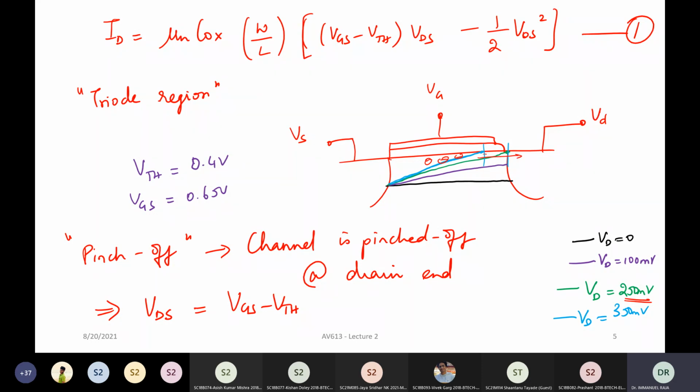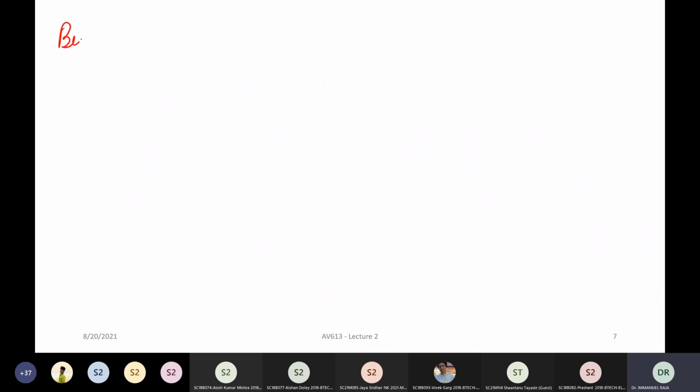So those of you who go deeper into device physics, you will look at the energy levels and so on, and you will know that at this point, the energy band diagram aligns in such a way that the electrons get literally swept across to the drain region. In other words, beyond pinch off, what happens is the VDS has no control over ID.